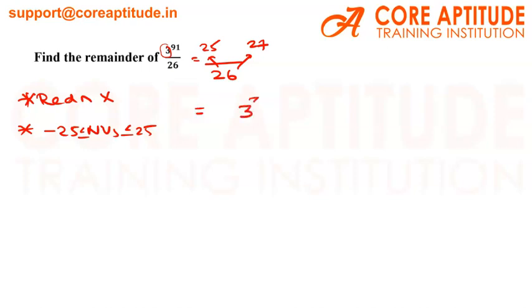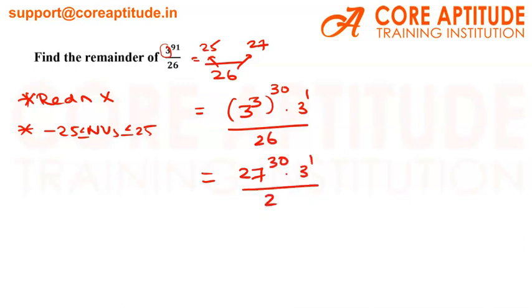I can write this as 3 power 3 is 27, to the whole power 30, into 3 power 1, divided by 26. So the challenge is, I converted this numerator close to the denominator, which is 26. Because if I write anywhere close to 25 or 27, I can convert this value as plus 1 or minus 1, right? So 27 divided by 26, I can write it as plus 1 to the whole power 30 into 3 power 1 divided by 26. So this will be 3 divided by 26.